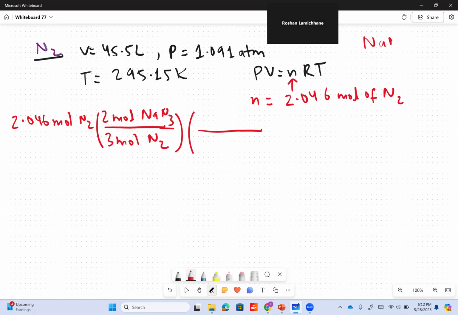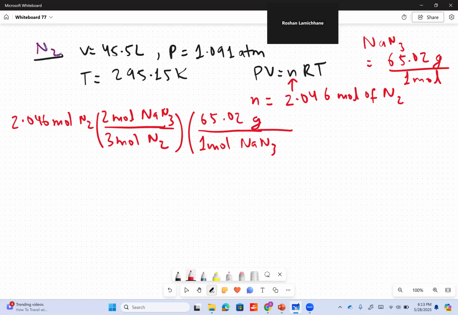Now my last step is NaN3. If you figure out the molar mass of NaN3, it ends up being 65.02 grams per 1 mole. So 1 mole of NaN3 weighs 65.02 grams. If I set it up this way, the mole of N2 cancels out with mole of N2, the mole of NaN3 cancels out with mole of NaN3, and in the end, I end up with grams of NaN3, and that is what this question is asking me.